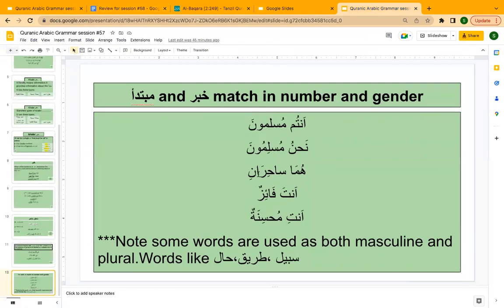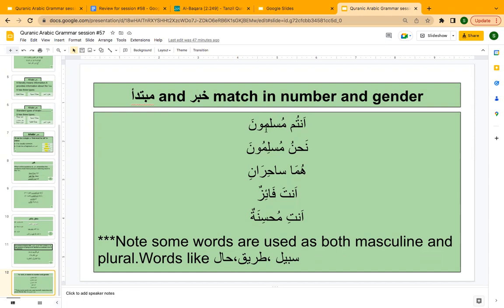You must have noticed that every time when we were doing mubtada and khabar, they were matching in number and gender. For example, when I asked you, what is Antum? Antum Muslimuna. What kind of a sentence do you see here? Jumla ismiya. What will you label Antum as? Mubtada. And what is Muslimuna? Can I say Antum Muslimatun?